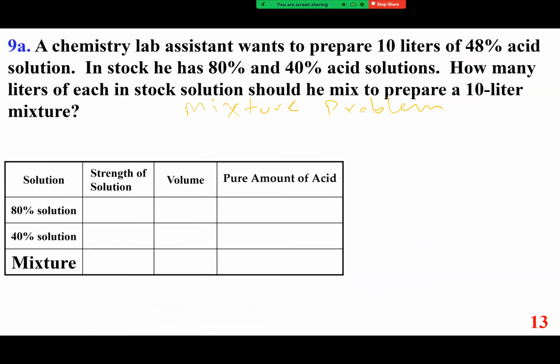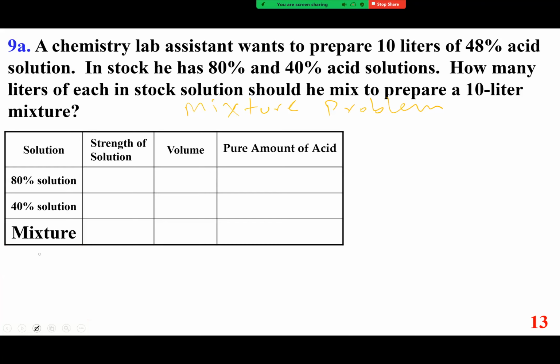So we come up with a table. We have 80% solution, 40% solution. We are going to mix them. You can stick with 80% or change it to 0.8. You can leave it as 40% or 0.4. And we want the mixture to be 0.48.